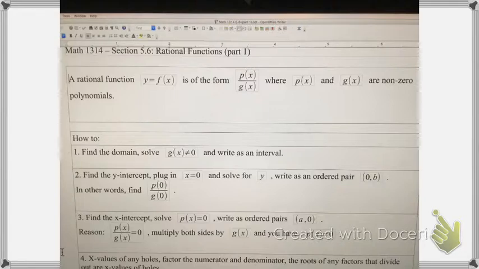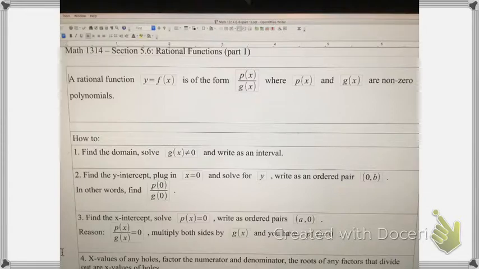A rational function y equals f of x is of the form p of x over g of x, where p of x and g of x are non-zero polynomials. How to find the domain is we solve the denominator not equal to 0, so we don't want to divide by 0. So that's how we're going to find the domain.